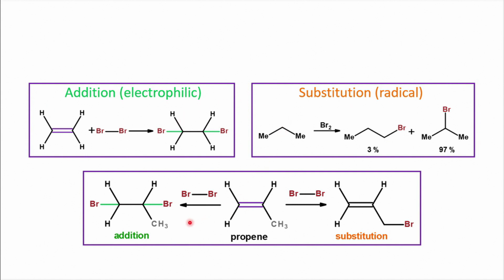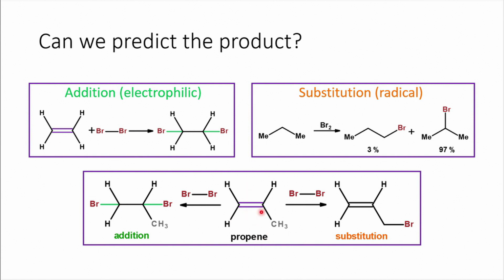Now, we are going to look at a very different substrate which has both the double bond and the alkyl unit. In this type of substrate, this is called propene, and in this particular system, can we predict the product? Will the reaction undergo addition, that means the reaction occurs on the double bond, or will the reaction occur on the alkyl unit, that means the substitution reaction?